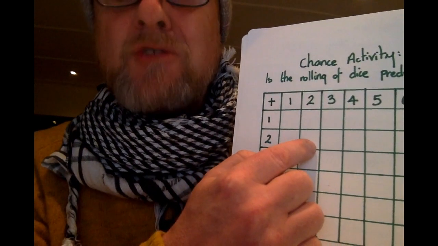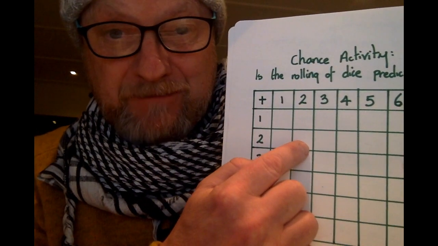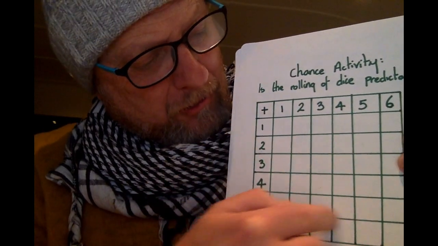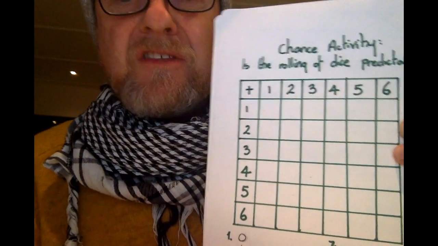Where they meet, you write in the product of your addition. So you go vertical to horizontal, all the way down until you've filled in the entire grid. And that should give you 36 numbers, which is the combination of two six-sided dice rolled together. We're going to prove in our lesson that rolling two dice is not as random as we think.